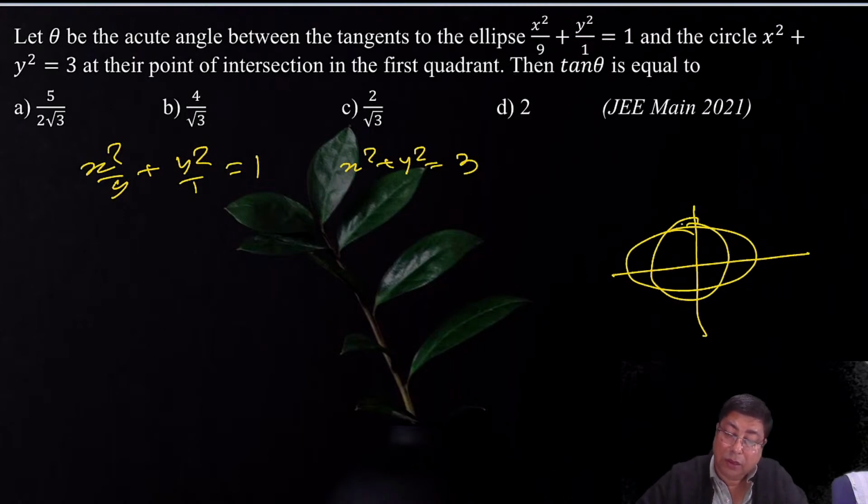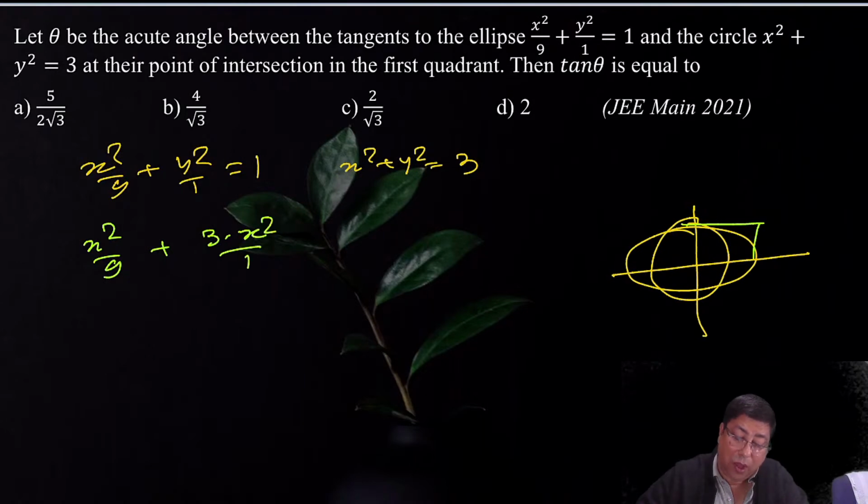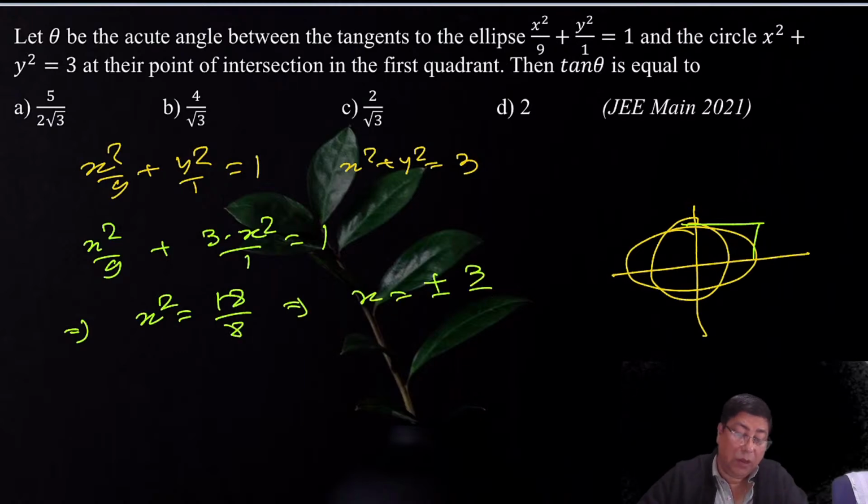And the tangents. Okay. Now let us solve it. So x square by 9 plus (3 minus x square) by 1 equal to 1. Therefore, x square equal to 9 into 2, 18 by 8. That is coming x equal to plus minus 3 by 2.